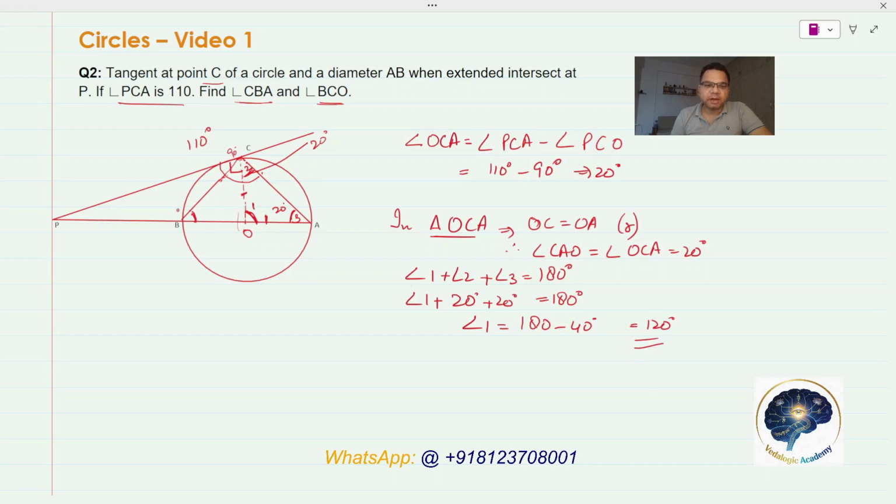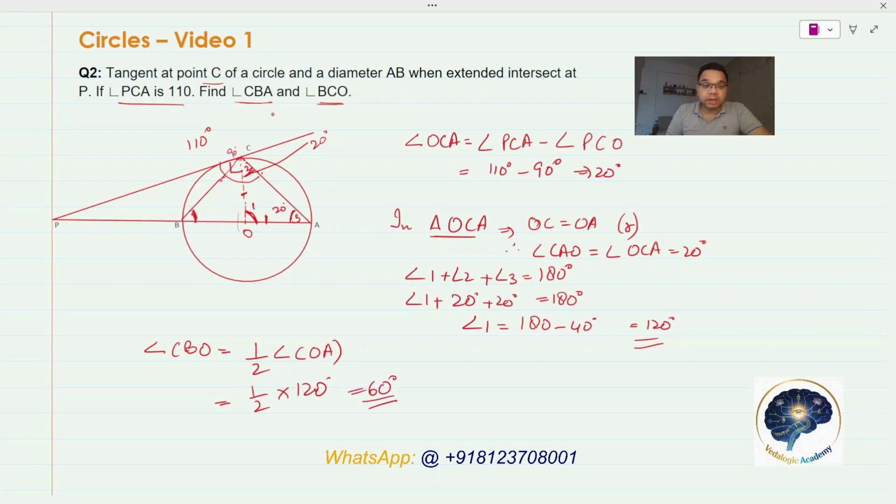Now angle 1 is 120, and we have to find out this particular angle. How do I do that? If you see, points C and A subtend angle 120 at the center. And if the same points subtend another angle at the circumference of the circle, it is half of the angle at the center. You might have already studied this, right? So angle CBO is equal to half of angle COA. We need to find angle CBO, and this is half into 120, which is 60 degrees.